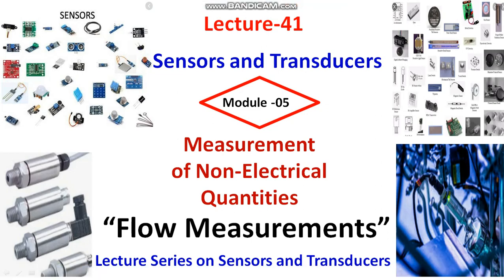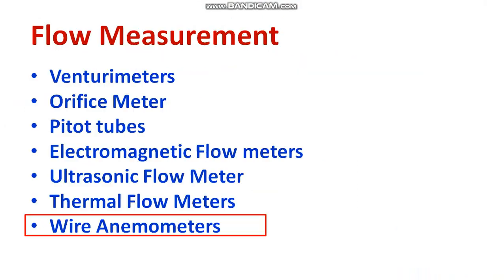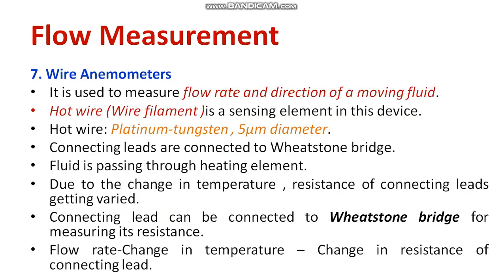In this video, I will be discussing different methods of flow measurement. In the previous session, we have discussed venturimeter, orifice meter, pitot tubes, electromagnetic flow meters, ultrasonic flow meter, thermal flow meters. In this video, I will be discussing what we mean by wire anemometer, and how we measure the discharge or fluid flow by using a wire anemometer. We'll have a brief discussion on wire anemometer.